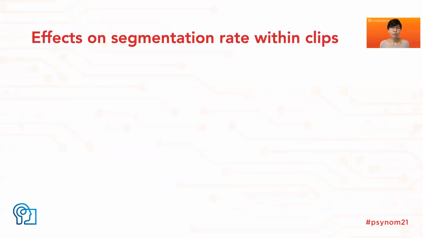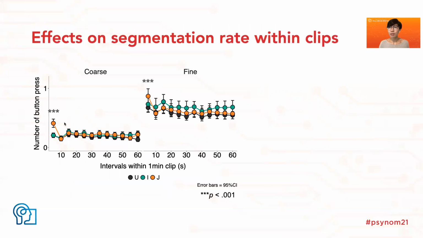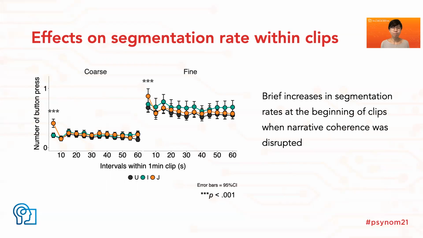But when looking at the number of button presses participants make at every 5-second interval of the 1 minute clips, we see some influence of movie disruption in segmentation. So particularly, we see this brief increase in segmentation at the start of every 1 minute clip in the jumbled condition that quickly stabilizes after the first 5 seconds. And this is apparent for both coarse and fine segmentation.